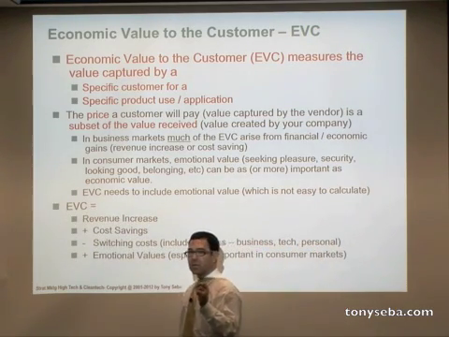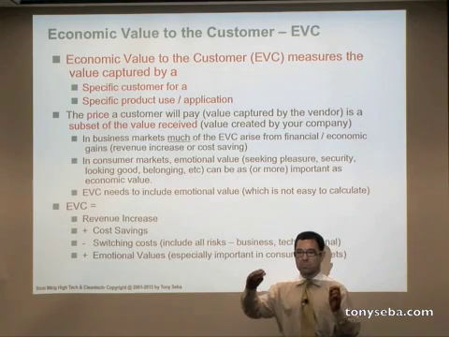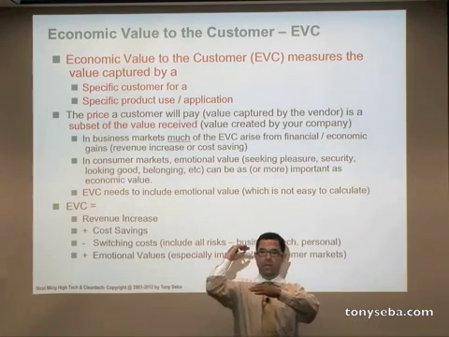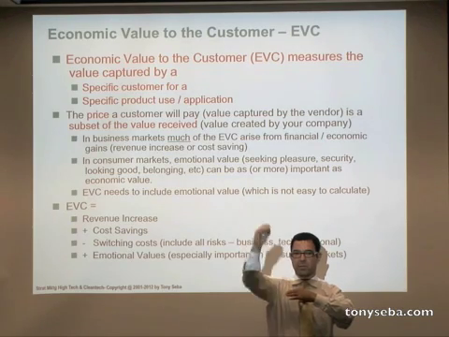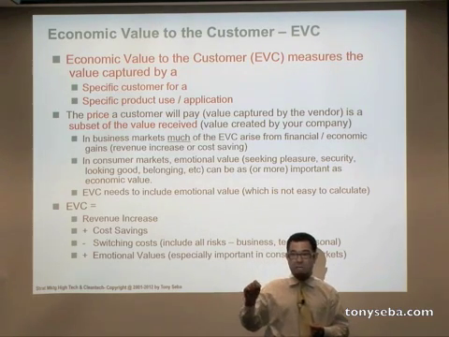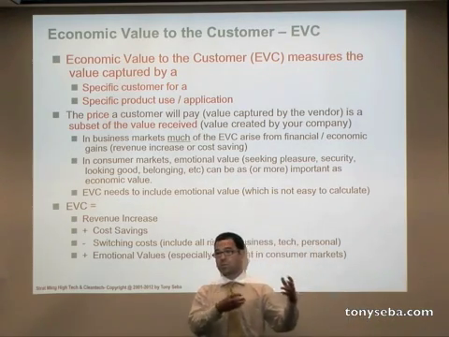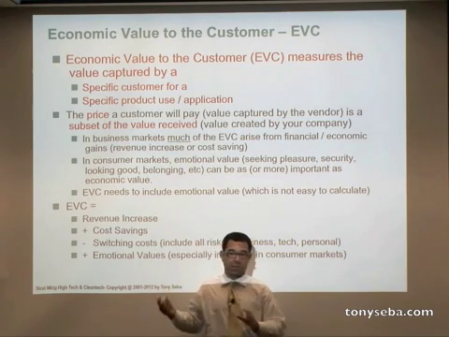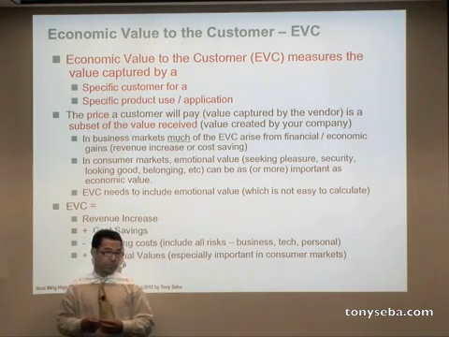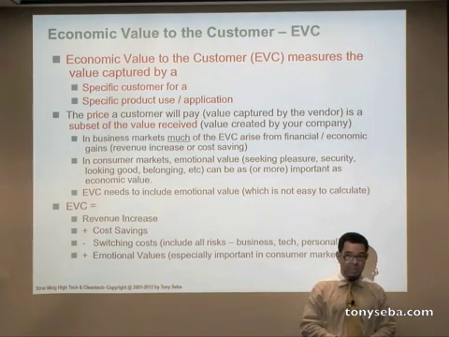So in general, I'll give you the easy and quick formula. EVC is equal to increase of revenue plus cost savings. So if you increase the revenue, that's value that you're adding to the customer. If you decrease the cost, that's value that you're adding to the customer. Minus switching costs. And that's why I talked about switching costs. You have to figure out what those costs are and basically take it out of the other potential value. Plus emotional value. Okay? And this is important, like I said, in consumer markets.